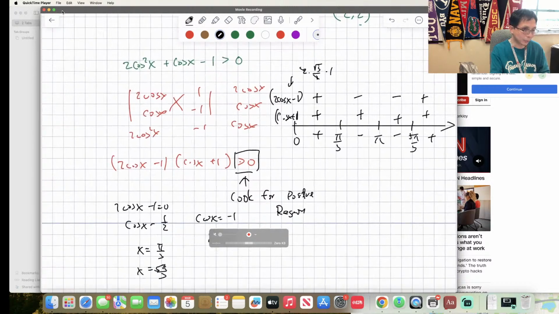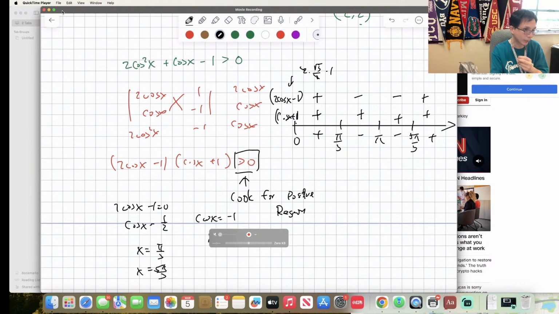So now here's a question. Do I include 0? If I plug in 0 in here, what am I going to get? 2 plus 1 minus 1. Is that greater than 0? Because cosine of 0 is 1. Do you guys know that? So that'll be 2 plus 1 minus 1, which is 2, so it's positive. So 0 is included. Is that okay?